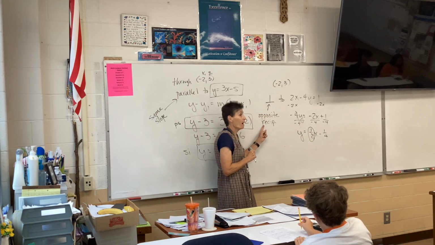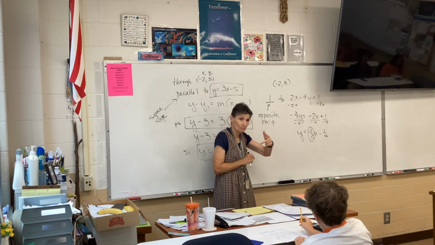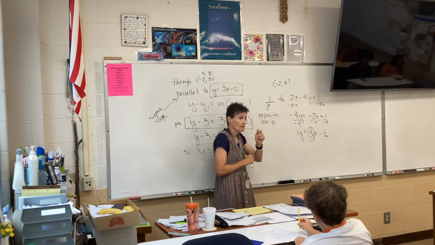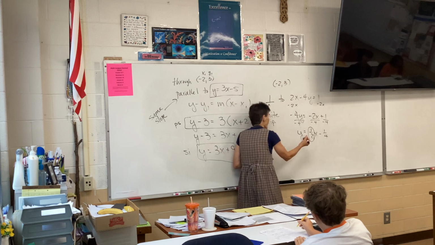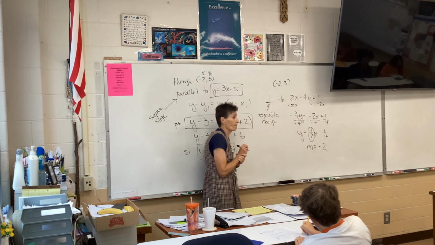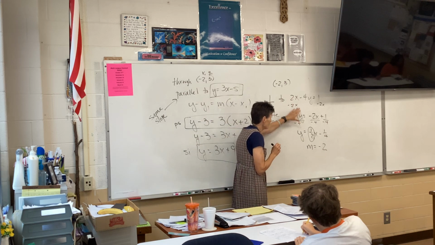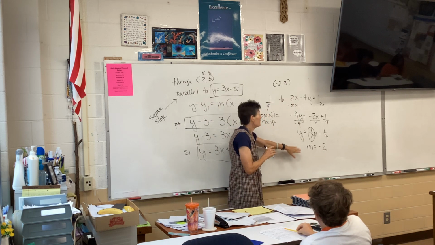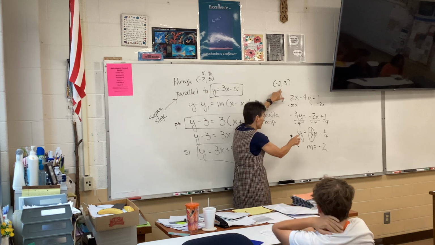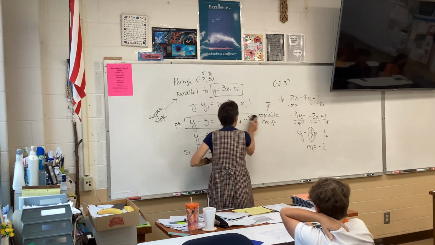What will the opposite reciprocal be? -2. Negative, change the sign, opposite, and then flip it. So I need a slope of -2. All of that work was just to get my slope. Now I'm gonna use that point and that slope, and I'm gonna write my equation.